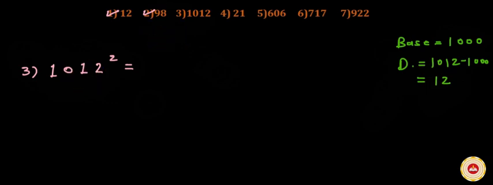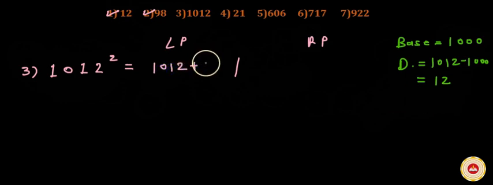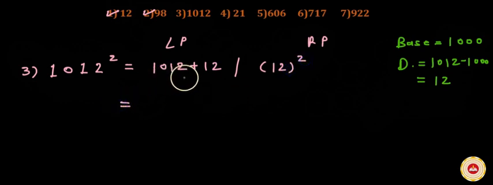Now let us calculate left part and right part. Draw a slash to separate these two parts. Now step number 1, calculating left part. What is left part? Add deviation to given number. 1012 plus deviation 12. What is right part? Deviation squared. Square deviation and write answer in right part. Let us calculate 1012 plus 12, 1024. What is right part? What is square of 12?